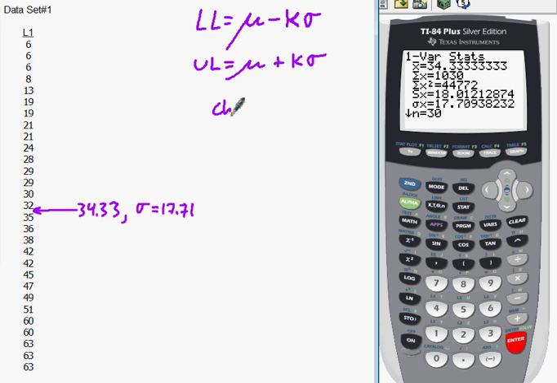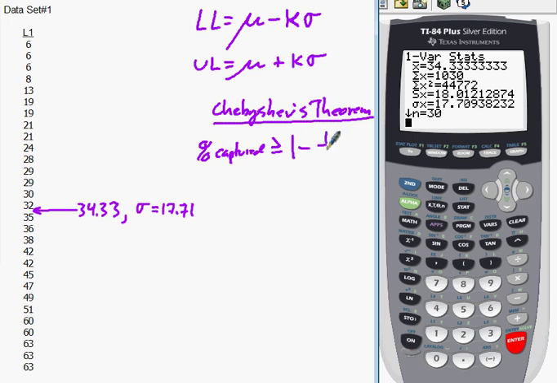So what Chebyshev's theorem states, it talks about this k value, right? Because depending on how many standard deviations you go from the mean, you'll capture more or less data. So percent captured equals, well, actually, I'm sorry, is greater than or equal to, that's very important actually, 1 minus 1 over k squared.